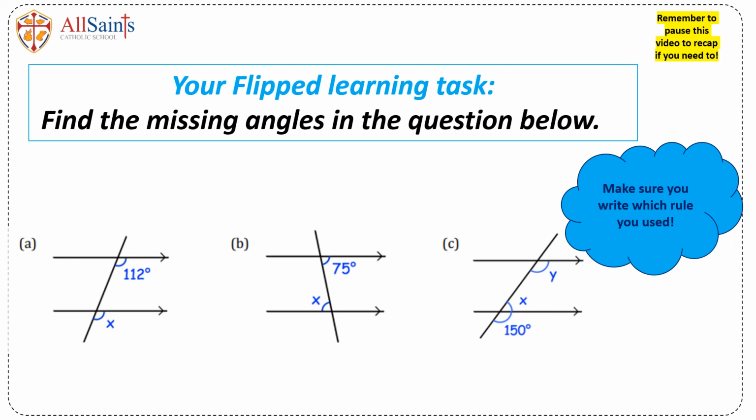So, your task for your flipped learning is to answer the three questions below. Remember, before you answer the questions, make sure you either try to draw an F around your angles, a Z around your angles, or a C around your angles. You may realize that question C is asking you to find this angle. This is your stretch and challenge question. So do try your best to answer all three, and we will mark it when you come to class in the next lesson. Feel free to watch this video again if you need any more help.